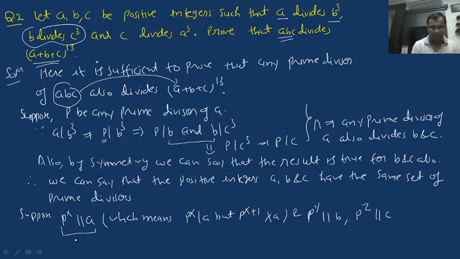Therefore we can say that P^(X+Y+Z) divides ABC.